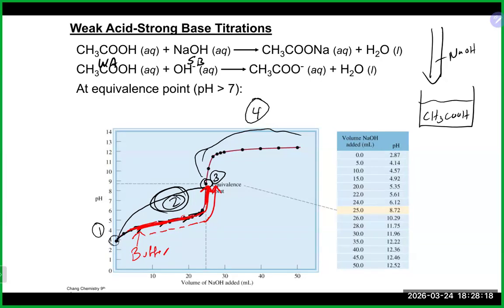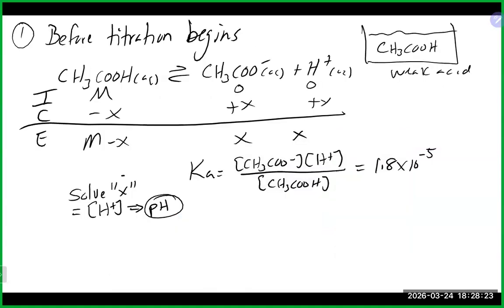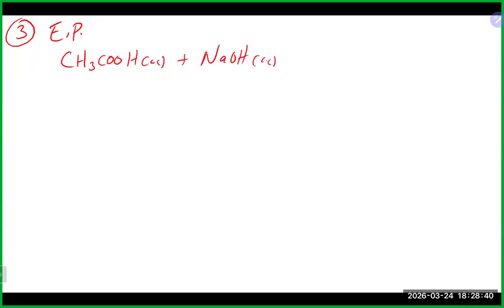Any questions on that? All right, then let's talk about what happens here at the equivalence point. That is the third step, which is the equivalence point. And once again, we still have our reaction of, in this case, our acetic acid, which is our weak acid, plus our sodium hydroxide, which is our strong base.